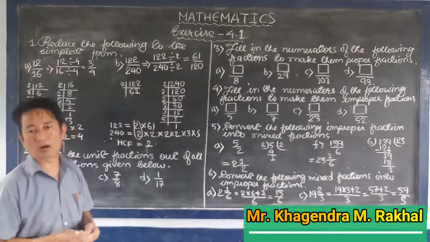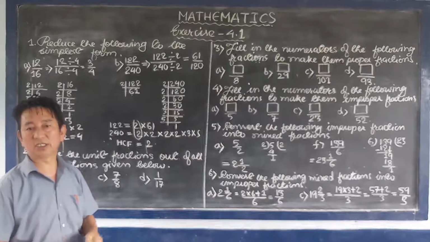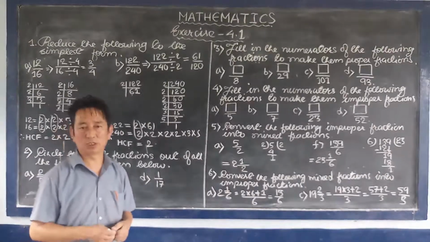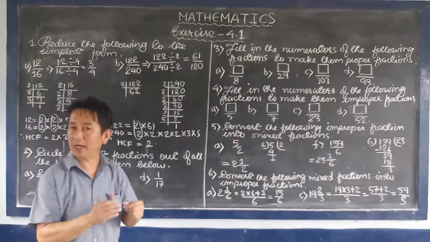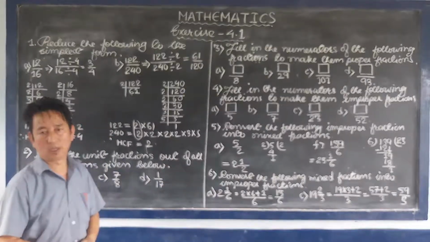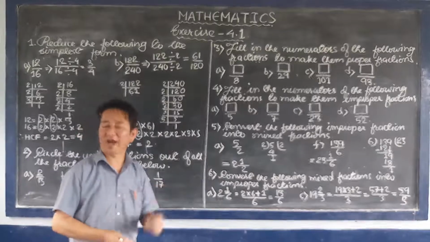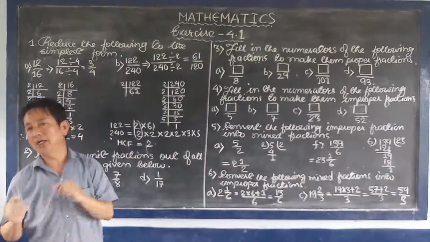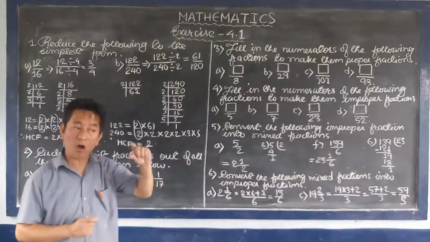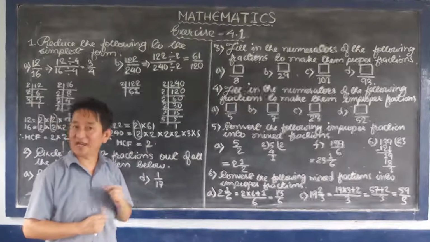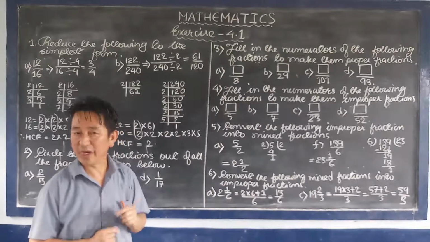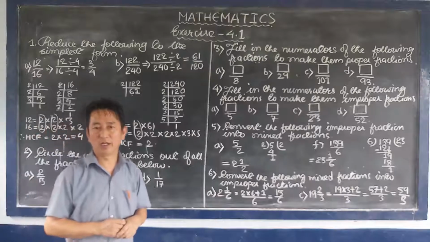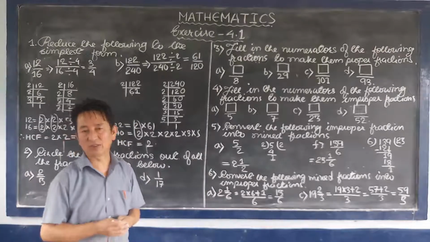Now what is a fraction? A fraction is a part of the whole. Suppose a whole thing is divided into equal parts, each part is known as a fraction. A fraction consists of a numerator and a denominator. The upper number of the fraction is known as the numerator and the lower number of the fraction is known as the denominator. There are various types of fractions.